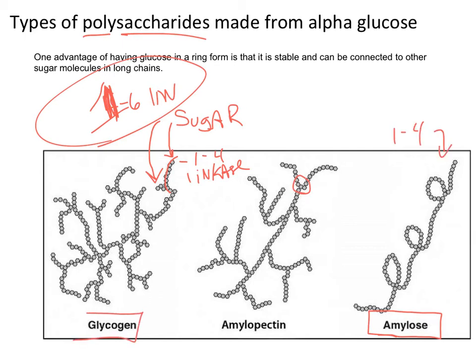But then glycogen and amylopectin, like if you've ever made jelly or anything, you use this thing called pectin. That's what that is, amylopectin. These have these 1,4 linkages. So these are very, very big molecules, lots and lots of sugars that are in them.